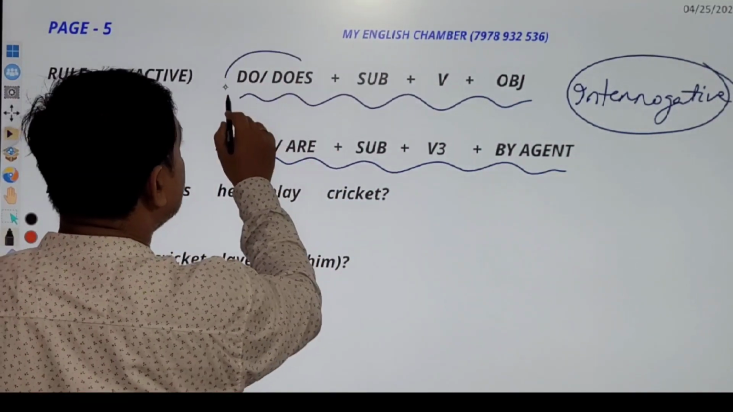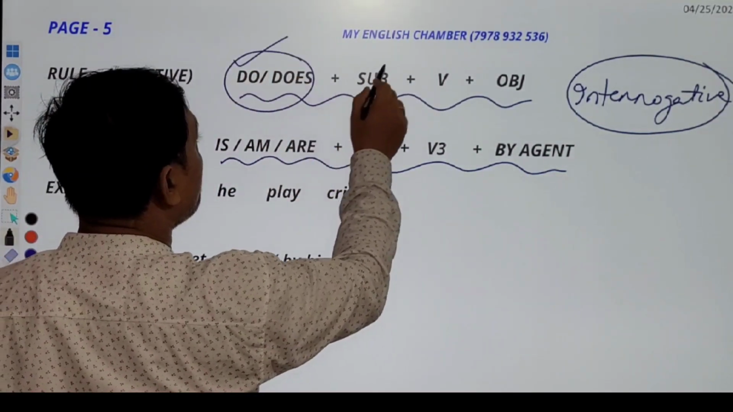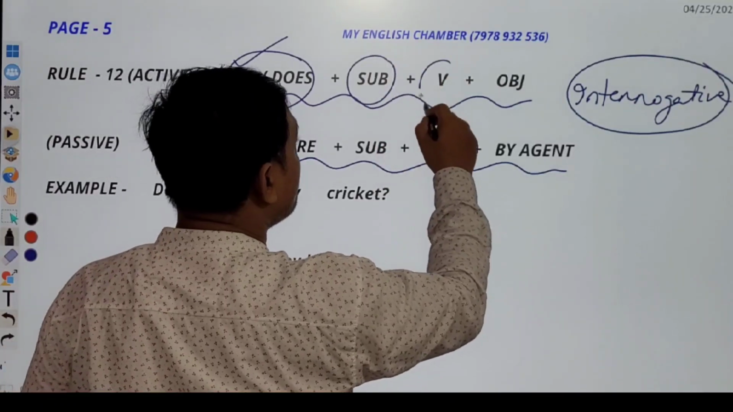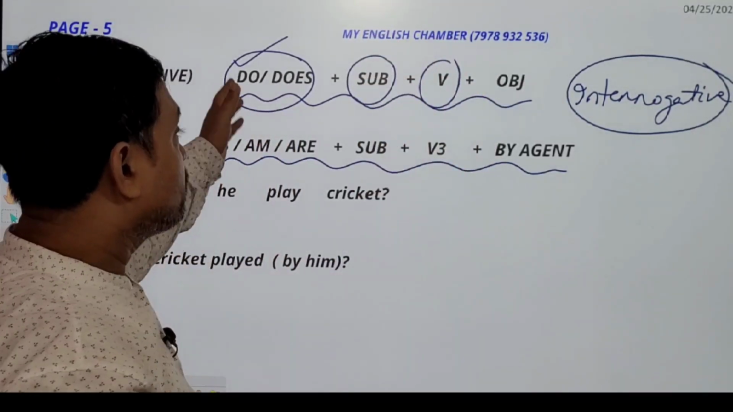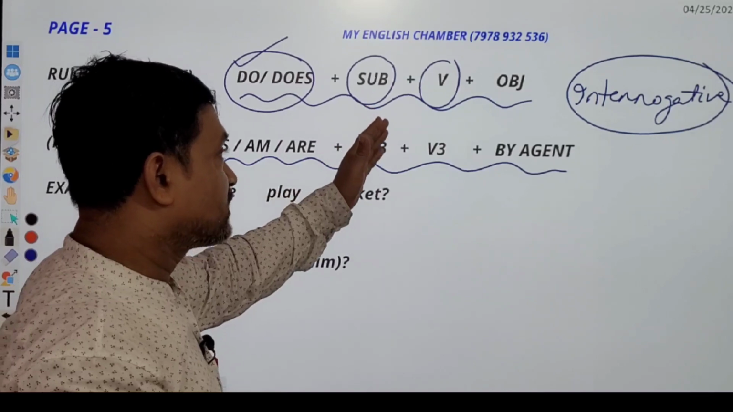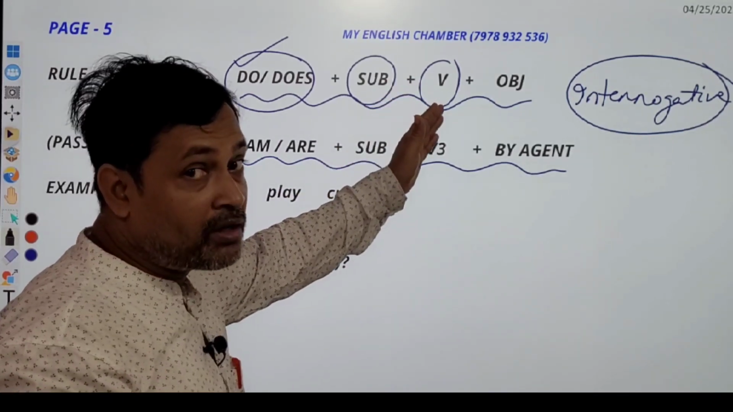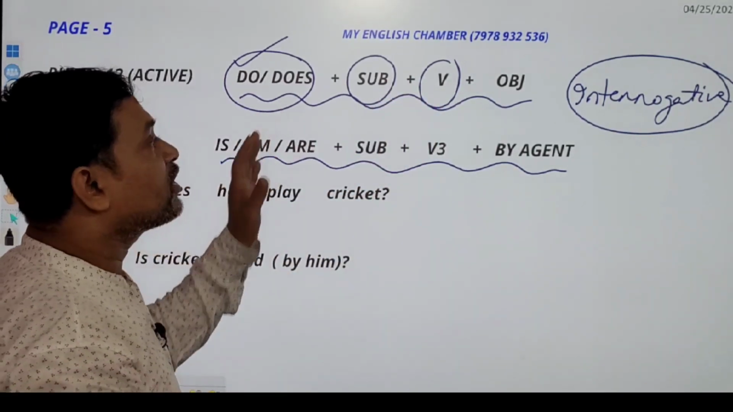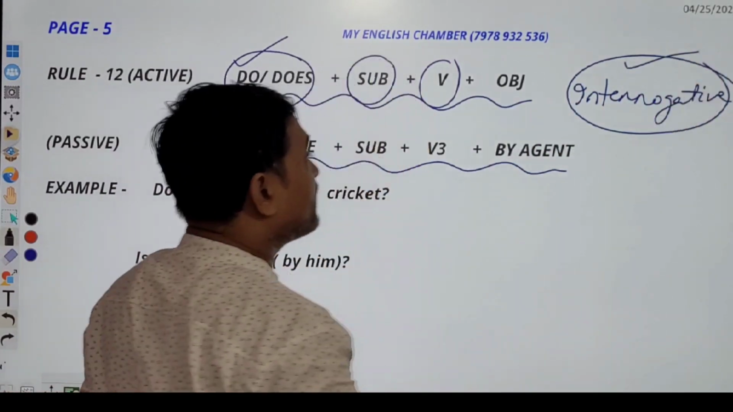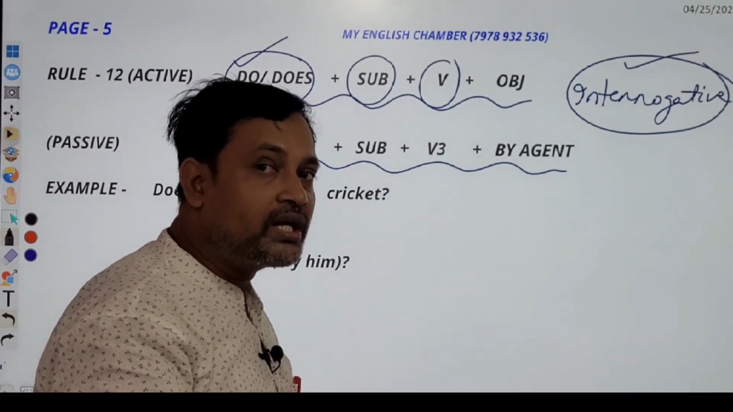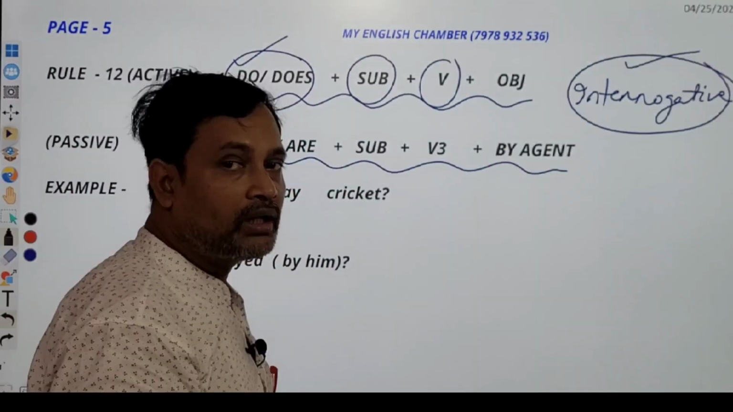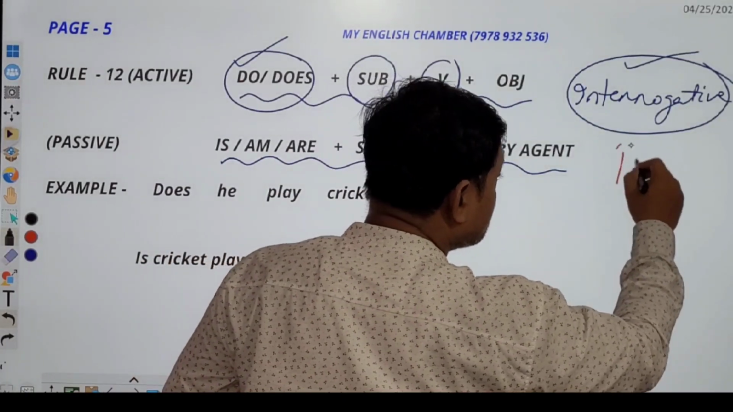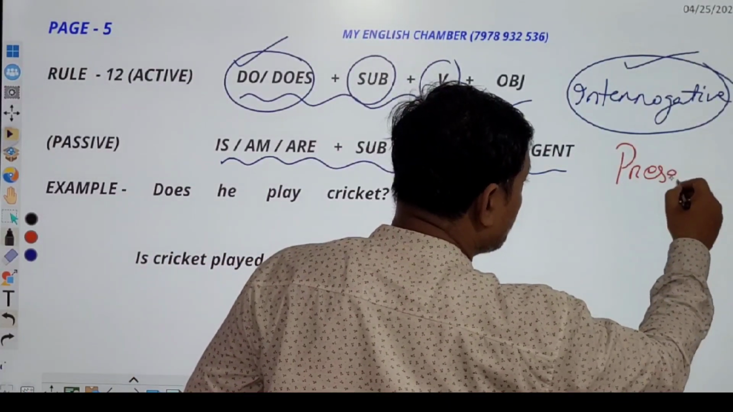Dear students, it starts with an auxiliary, then the subject, then the rest part of the verb. First auxiliary, then subject, then the rest part of the verb is here. So it is called interrogative. You can say it is a yes, no type interrogative sentence. Another point, it is in present simple form.